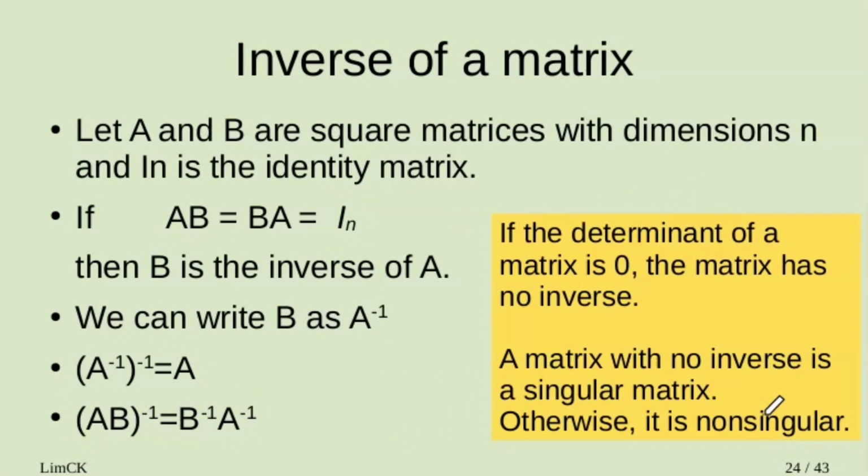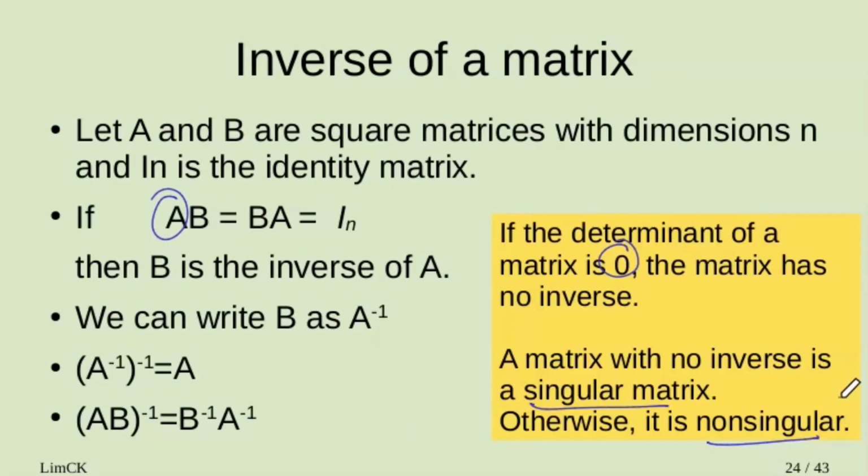One thing is, if the determinant of a matrix is 0, for all these square matrices you can find a determinant, right? If the determinant is 0, that means the matrix has no inverse. As I mentioned just now, not all square matrices have an inverse. Why? When the determinant of that square matrix is 0, that square matrix has no inverse. A matrix with no inverse we call a singular matrix. If it has an inverse, we call it a non-singular matrix.